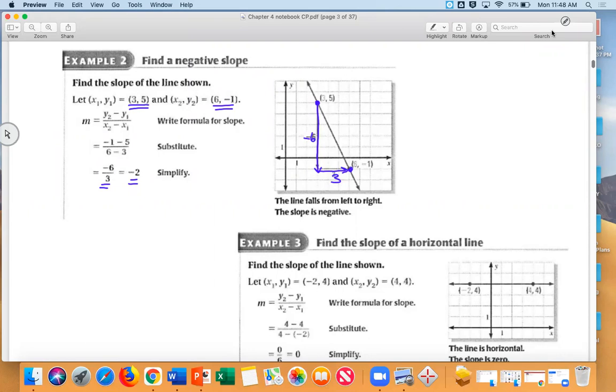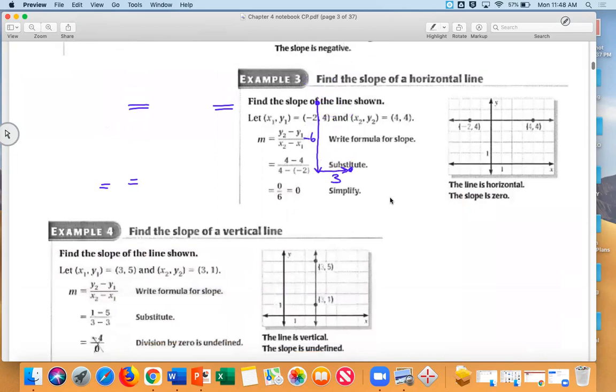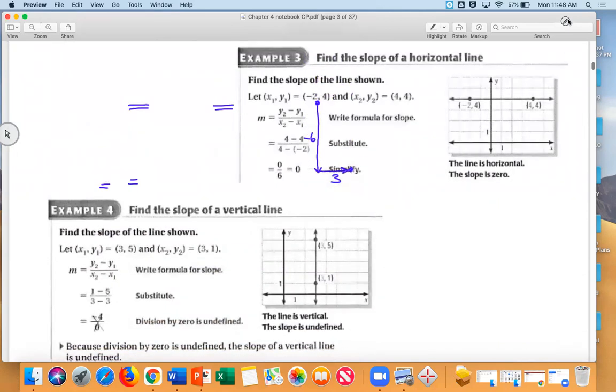Any questions? Okay, no questions? Now, as Maddie said, this is a side hill.